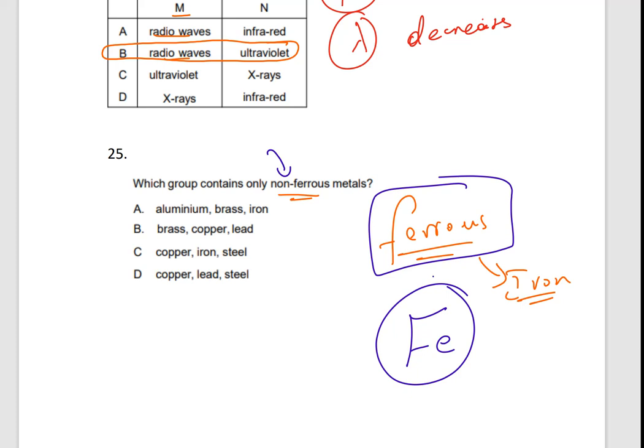The option here is brass, copper, and lead. Because steel is something that is made up of iron, so steel and iron is already there. So B is the correct option.